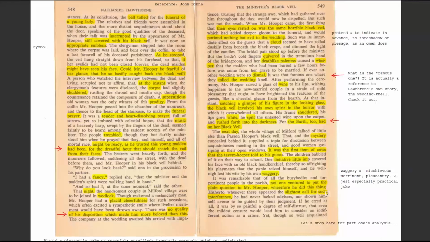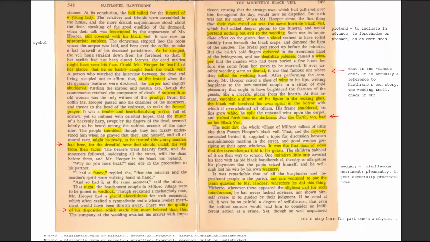Whenever there appeared the slightest call for such interference, he never lacked for advisors. Never. People were always trying to tell him what to do, how to do it, giving him advice that he didn't ask for. But now, none of them are asking him about the veil. If he erred at all, it was to a painful degree of self-distrust, that even the mildest censure would lead him to consider an indifferent action as a crime. If I just don't do anything, right?